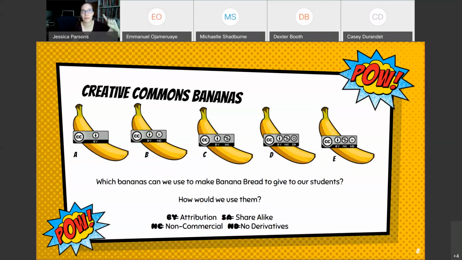So we can use each one of these bananas. Or excuse me, let me rephrase that. Each one of these bananas is under the Creative Commons. So we can present all of these bananas to our students. But the question is, can we make something out of these bananas? So I see some answers in the chat, so let's go through them each individually together.